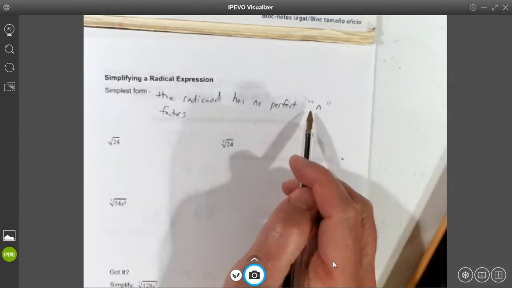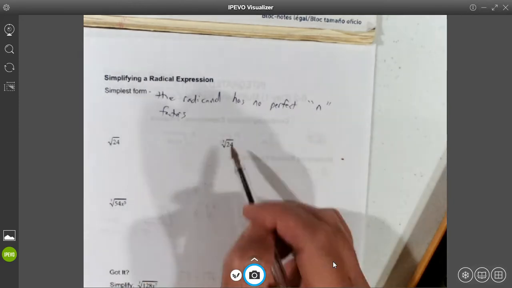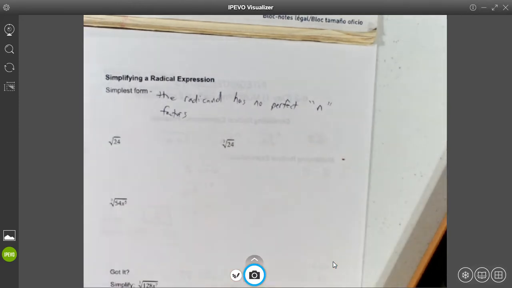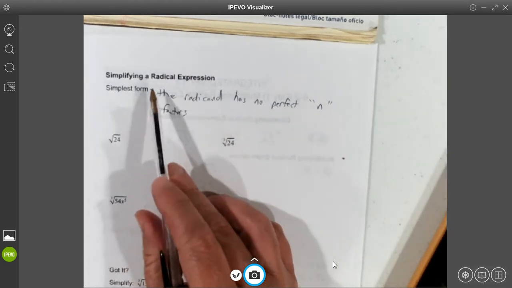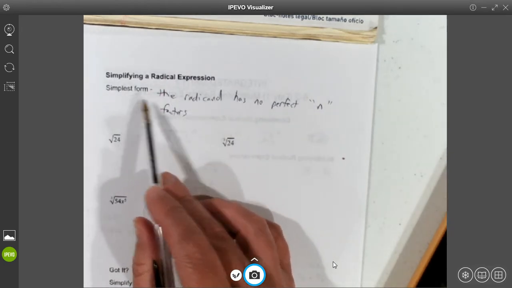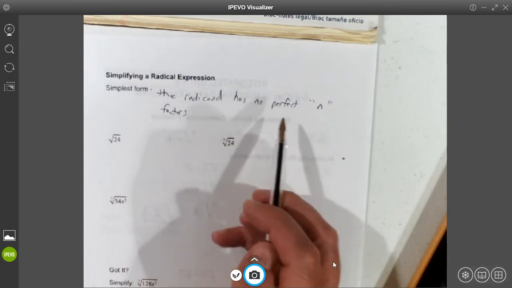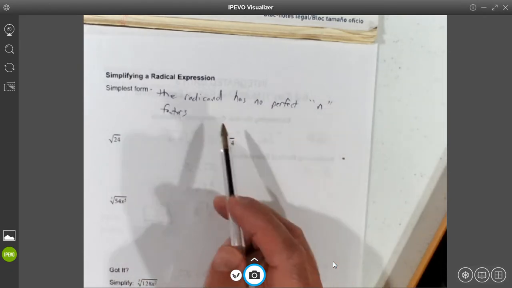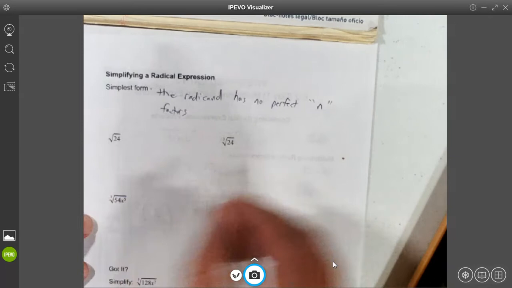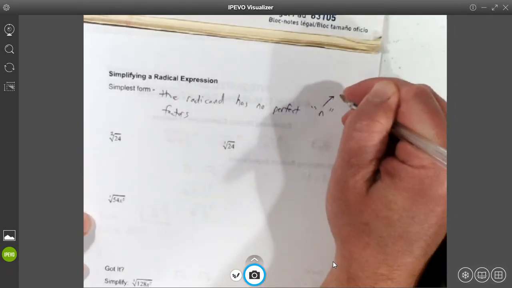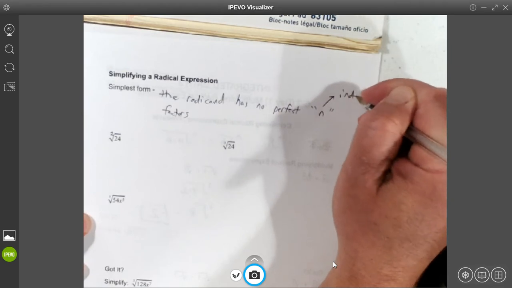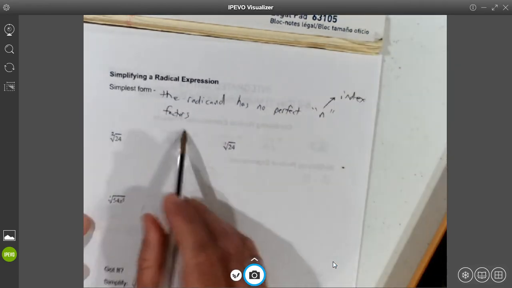We're going to look at a square root, and a couple of cube roots here. A radical expression is said to be in simplest form if the radicand has no perfect n factors. Now, what do I mean by n? In this case, n is 2. n is referring to your index.